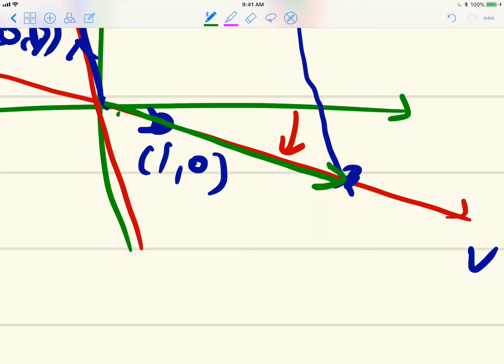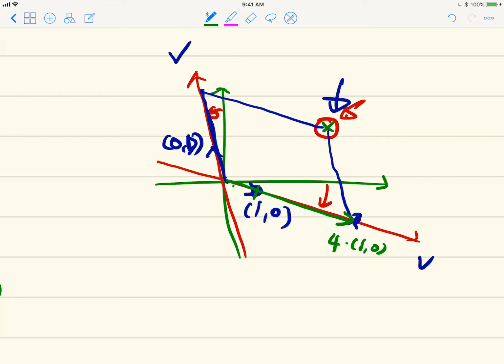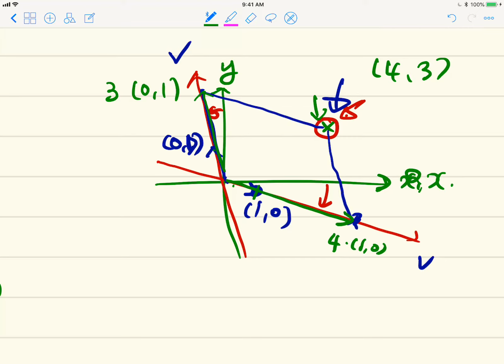Right? So we need this vector, and this is roughly like 4 times 1, 0, right? And this is maybe 3 times 0, 1. Now using these new axes that we are assigned, the corresponding coordinate of this same exact point is now like 4, 3.